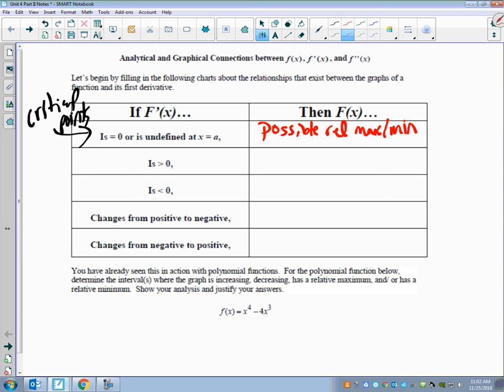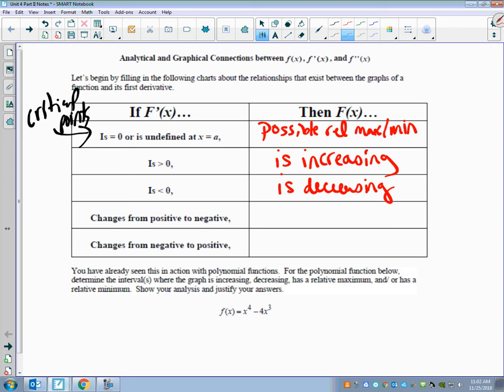What do we know when the derivative is greater than 0 about the original function? Well, if the derivative is greater than 0, that means the slope is positive, right? So what does that mean for our graph? That means that f of x is increasing. I guess it already says f of x, so I should just say then f of x is increasing. And when the derivative is less than 0, then we know f of x is decreasing. Again, this should just be like refreshing your memory here about this.